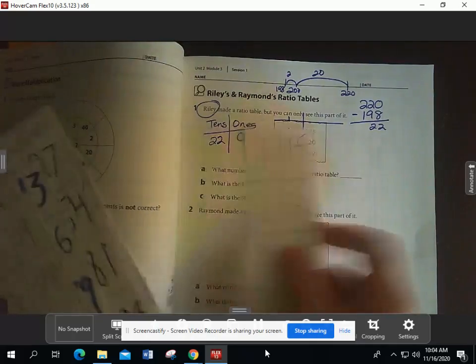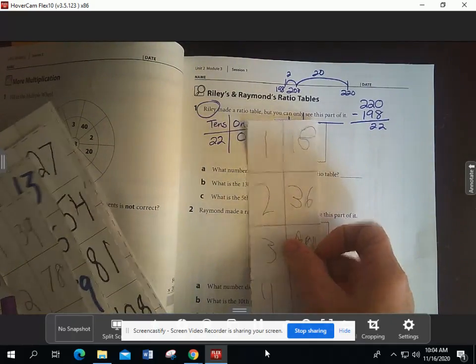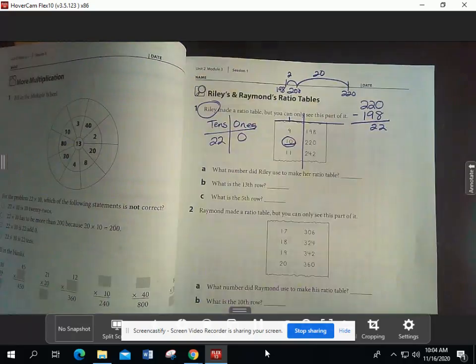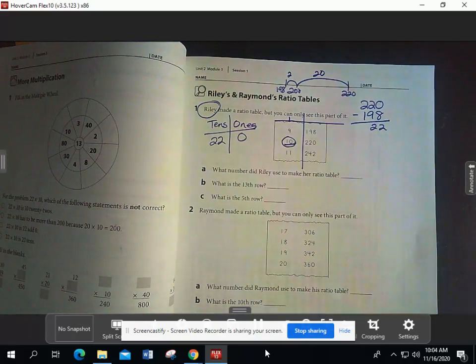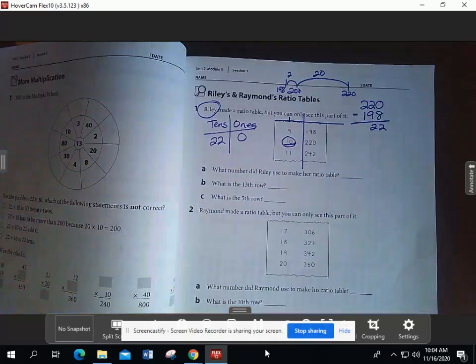This ratio table is an 18s ratio table. It counts by 18s. It's a 22. Yes, it's a 22 ratio table. It counts by 22.